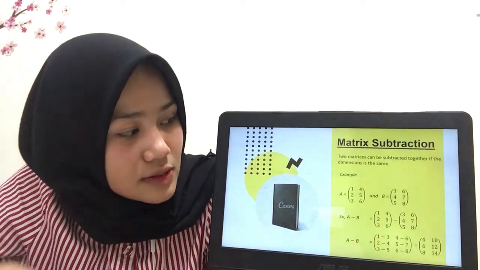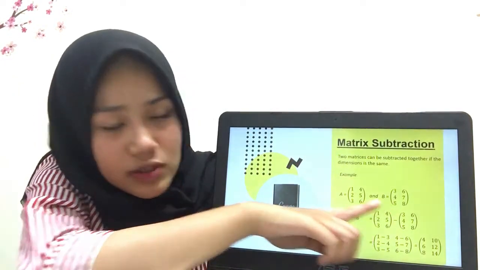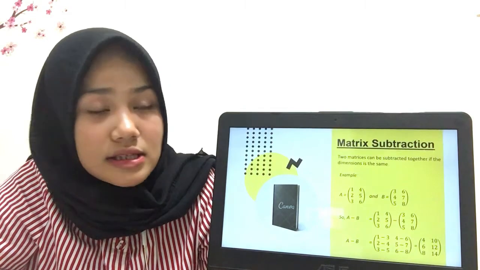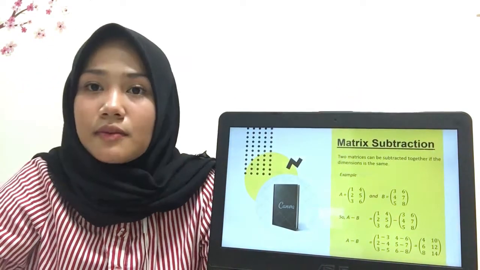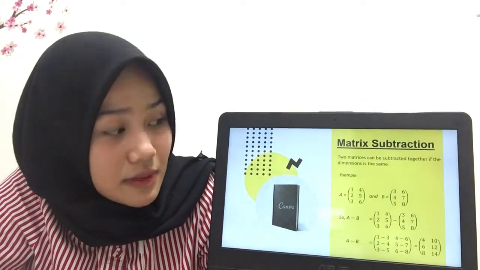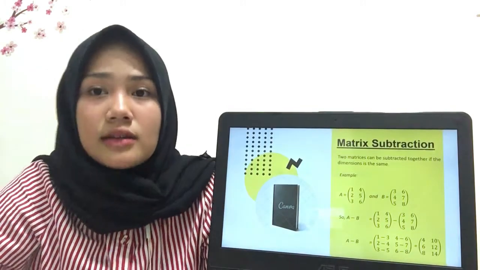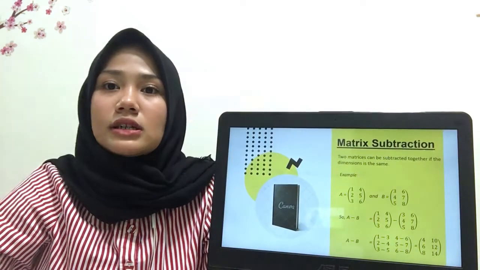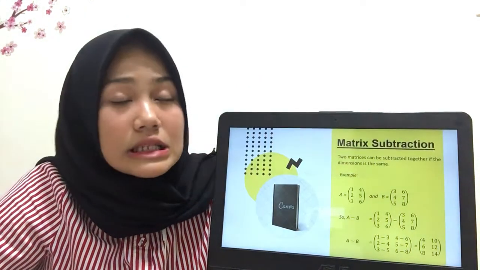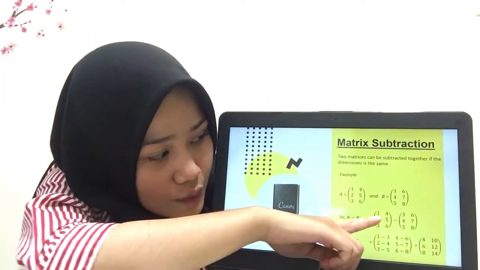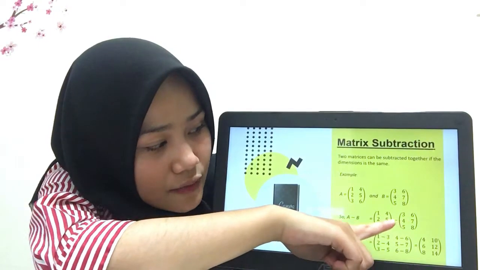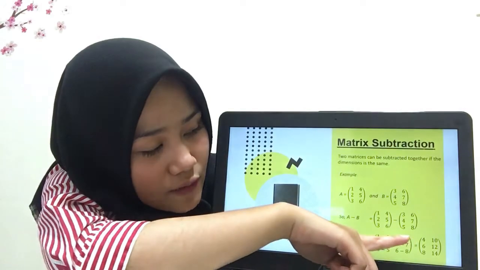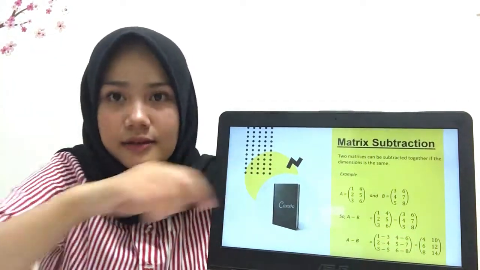For example, matrix A and matrix B. The dimension is the same. There is a 3 by 2 dimension, and we can subtract them element by element in the same position. 1 minus 3, 4 minus 6, 2 minus 4, 5 minus 7, 3 minus 5, and 6 minus 8.